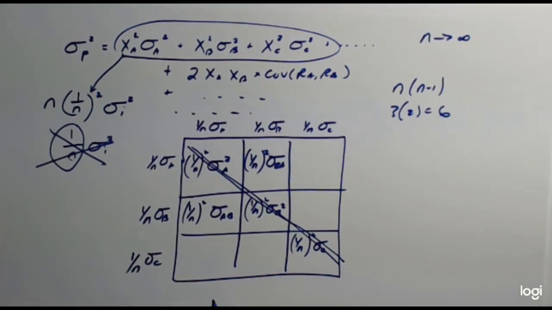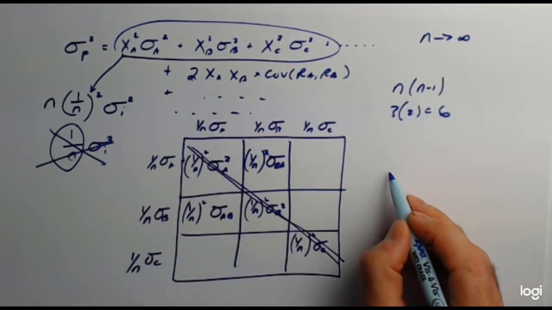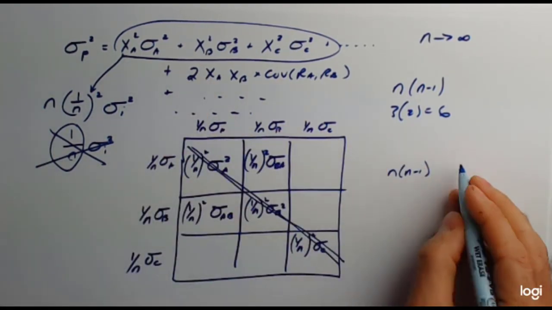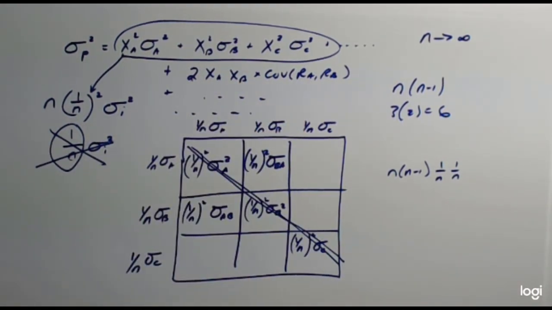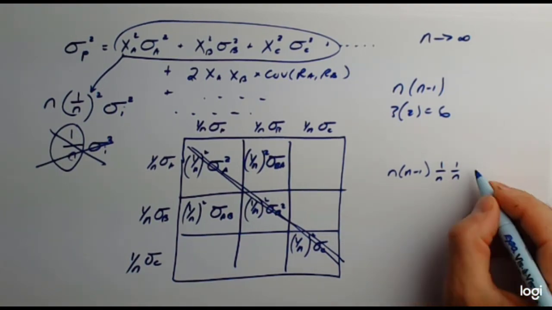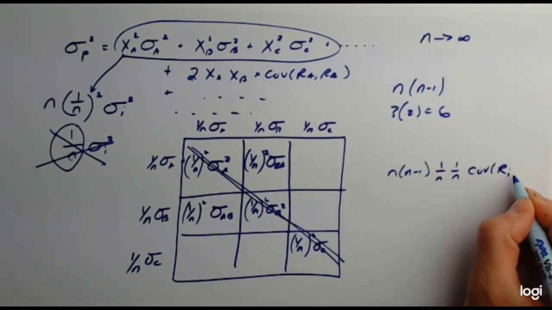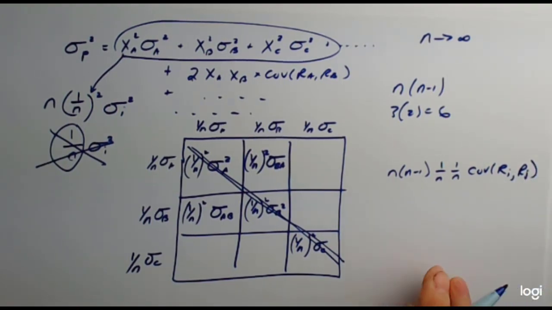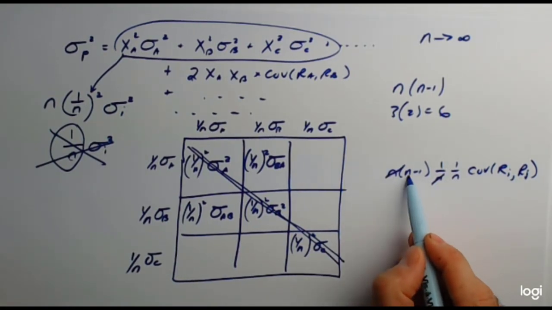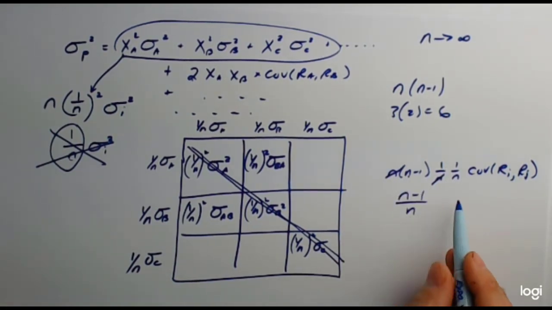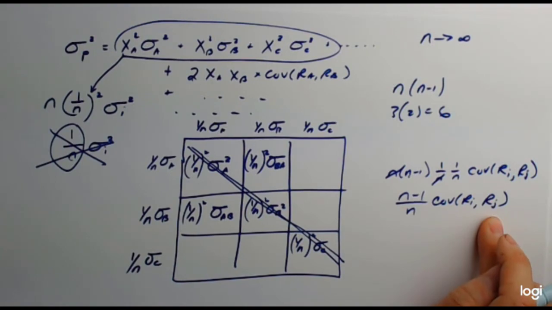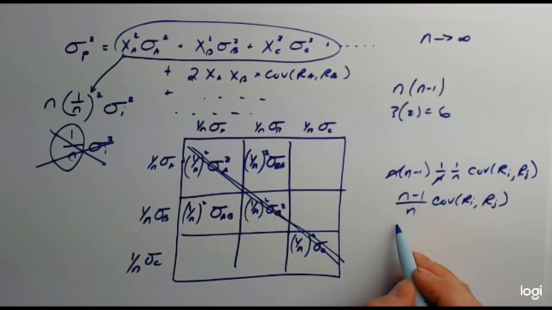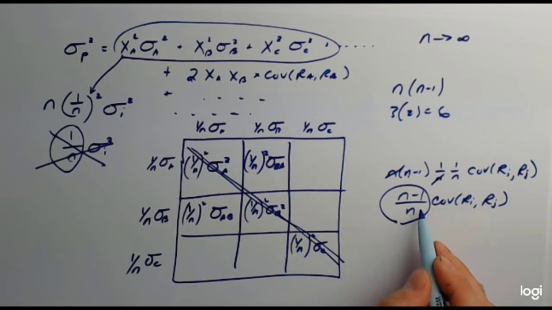So therefore, what you're going to have here is, for these, you're going to have n minus 1, and then you're going to have the weights, because each x is 1 over n, because we're putting an equal amount in each stock, times the covariance of the return of, say, stock i and the return of, say, stock j. And so what does this boil down to now? This n cancels with this n, and this becomes n minus 1 over n times the covariance of stock i to stock j, some covariance between 2 individual stocks. As n goes to infinity, this becomes 1. So you can ignore that.